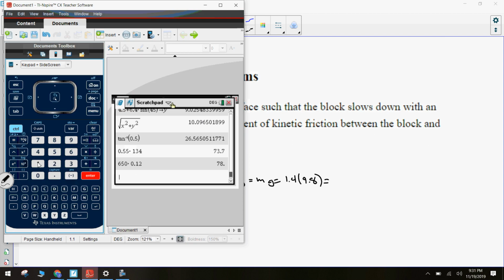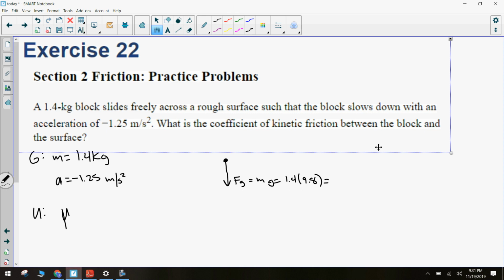So 1.4 times 9.8. Come over here, we go 1.4 times 9.8. Enter. That's 13.72. Alright, so we got 13.72. That's my force of gravity. Now, it's sliding freely across a rough surface, but it isn't falling through the ground. And it isn't jumping up in the air, so we have to have that balanced force in the y direction. So my Fn is going to be exactly the same as my Fg in this case. So Fn is 13.72.